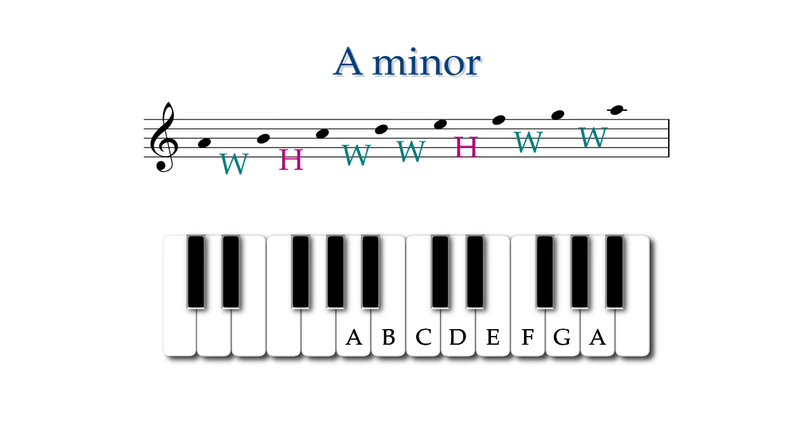The pattern for the natural minor scale is the same as the Aeolian mode: whole step, half step, whole step, whole step, half step, whole step, whole step. If we use only the letter name notes and the tonal center A, we have the key of A minor.